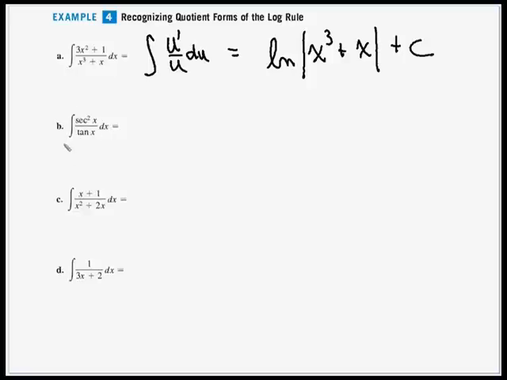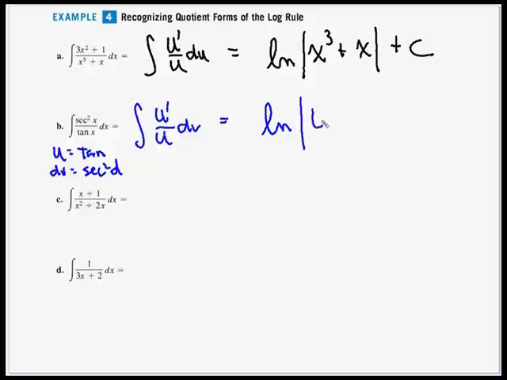In the second one, we have the antiderivative. Here's some trig functions. Always look at the denominator. Our denominator here is tangent. If we let u equal tan, then du equals, what's the derivative of tangent? Secant squared. And of course, that just happens to be our numerator. So we are set up for u prime over u du. So our antiderivative is going to be the natural log of the absolute value of our denominator, the ln of the absolute value of tan, plus our constant c.